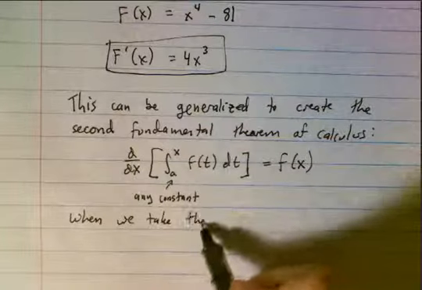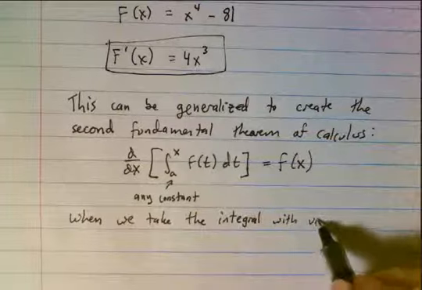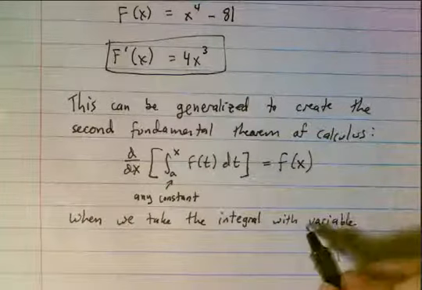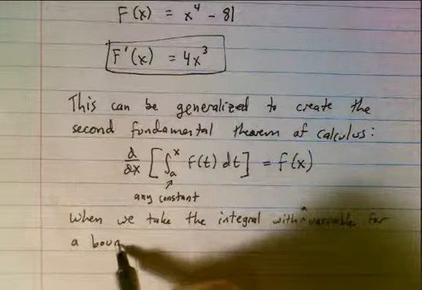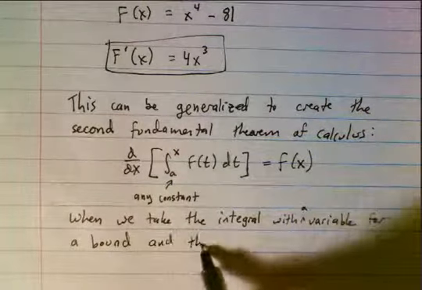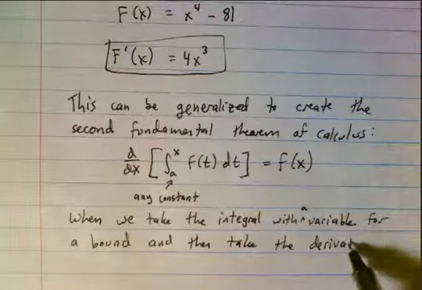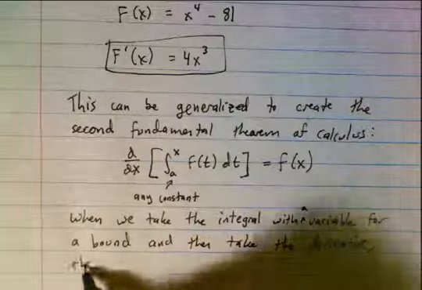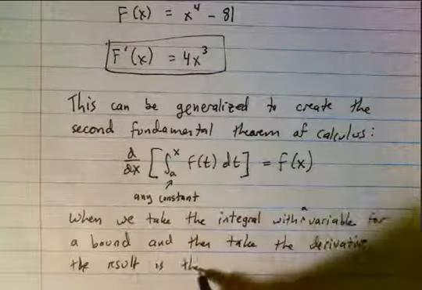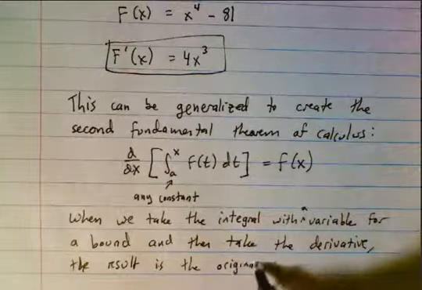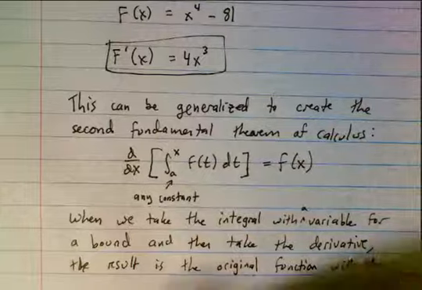So this just says when we take the integral with a variable for a bound, and then take the derivative, the result is the original function with the variable replaced.